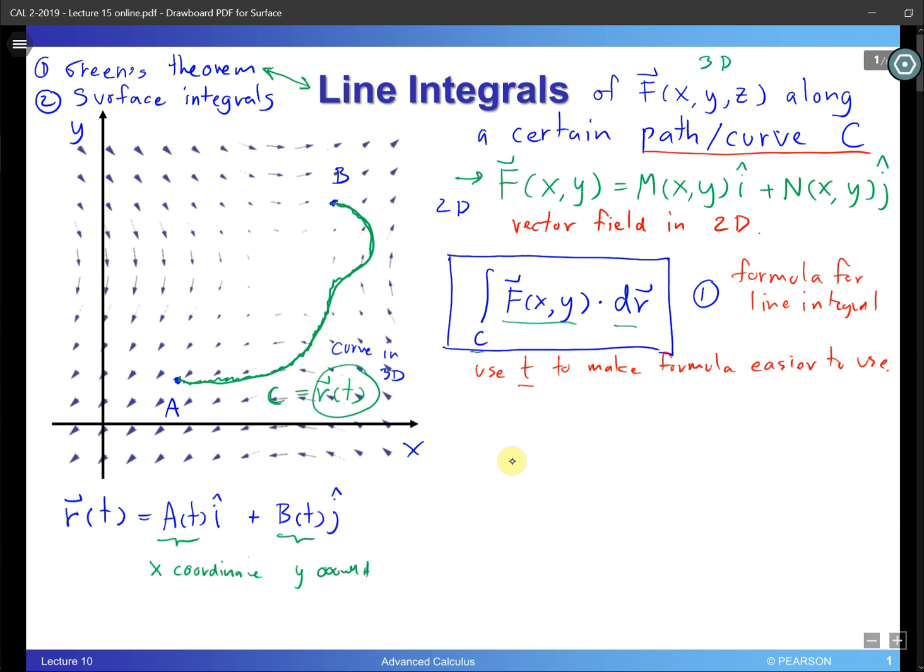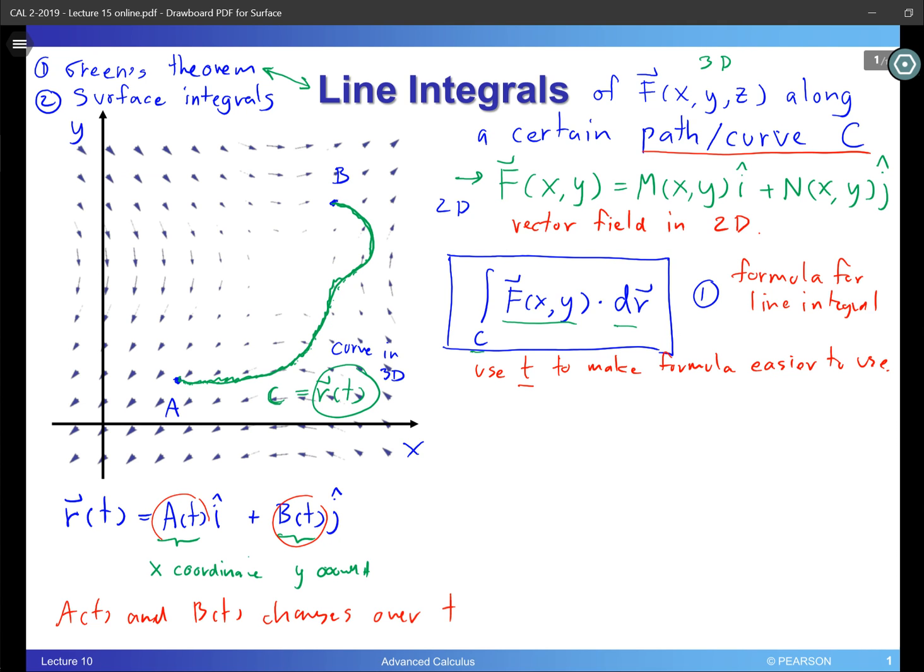And you notice that xy changes along this curve, right? Just the same here, as t changes from the starting value to the end value, a of t and b of t change over time. Alright, so that is the first step. Now C becomes r of t. So we have this common term of t right here.